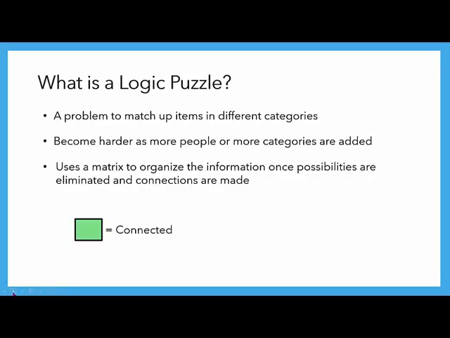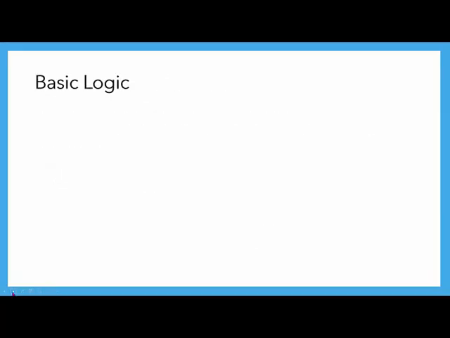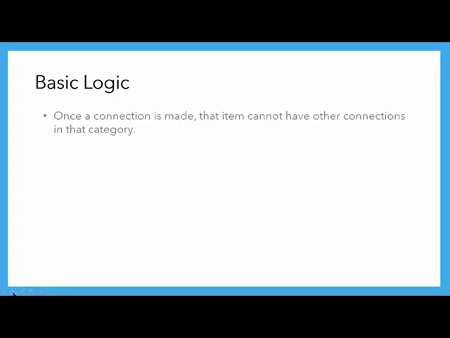So we're going to use 2 different symbols here. We're going to shade in a box to mean that those 2 things are indeed connected. And we're going to use an X in the box to mean that they are not connected. We've eliminated that possibility. Okay, so let's talk about some basic logic. These are kind of common sense things, but it's really important that we understand them.